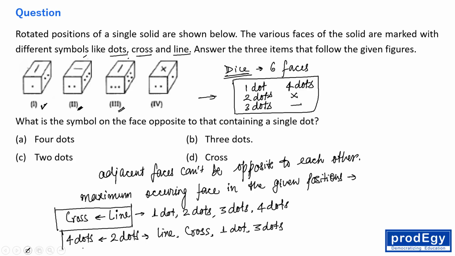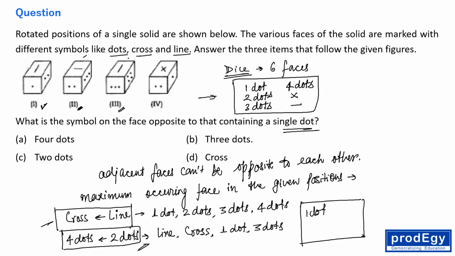Two more faces are clear. Now the other two faces will be opposite to each other, so obviously 1 and 3. So one dot will be opposite to three dots. Now all the faces are decoded.